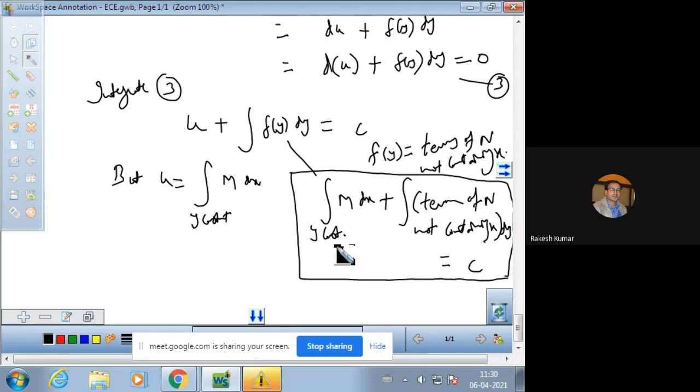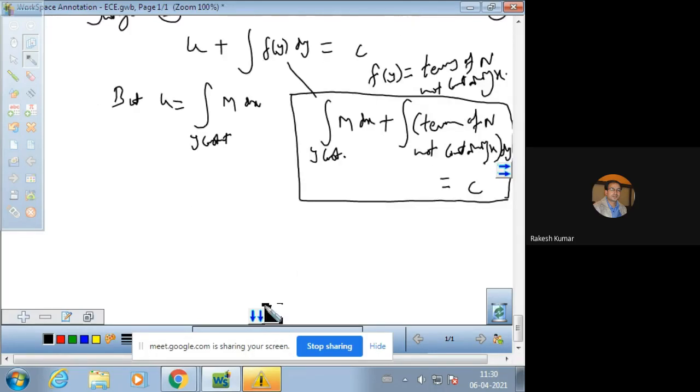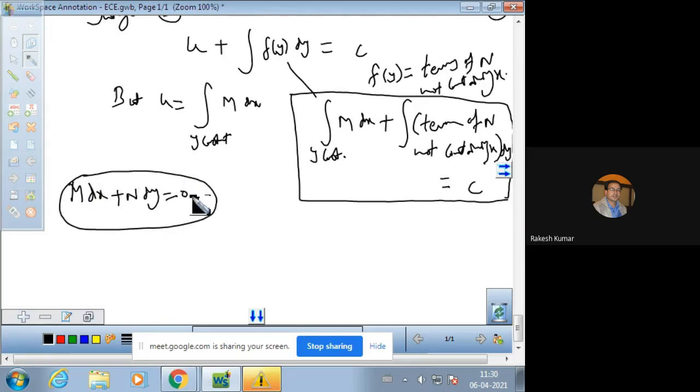Remember, this is the way we can find the solution. And your differential equation 1 was M dx plus N dy is equal to 0. This was equation number 1. So the necessary and sufficient condition gives the exactness. For exactness, we should have del M by del y equal to del N by del x.